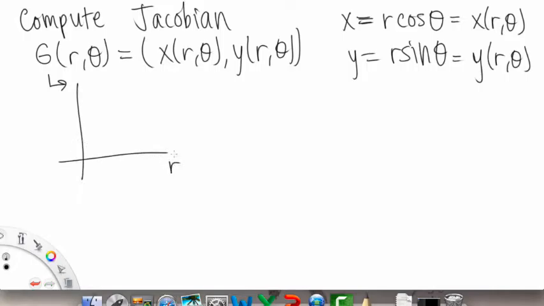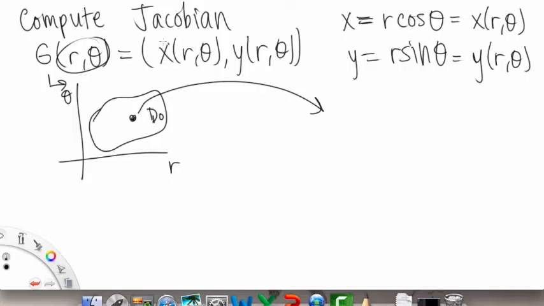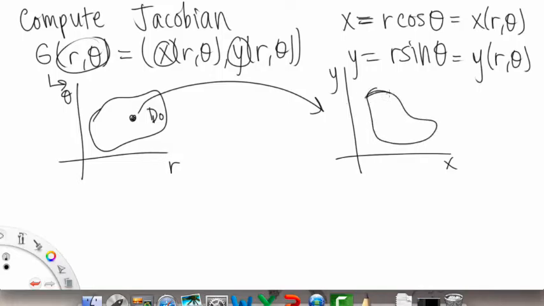Right now we're in r and theta. We're taking these points here. Let's say we have some kind of D naught. This is where we're starting. We're taking points from here and sending them into the xy plane. So then we have x and y. Then we have some other shape created here, and this is our domain D.